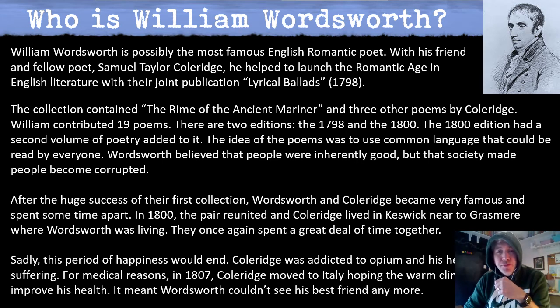The idea of the poems was to use common language that could be read by everyone. Wordsworth believed that people were inherently good, but that society made people become corrupted. After the huge success of their first collection, Wordsworth and Coleridge became very famous and spent some time apart. In 1800, the pair reunited, and Coleridge lived in Keswick near to Grasmere, where Wordsworth was living. They once again spent a great deal of time together. Sadly, this period of happiness would end. Coleridge was addicted to opium, and his health was suffering. For medical reasons, in 1807, Coleridge moved to Italy, hoping the warm climate would improve his health. It meant Wordsworth couldn't see his best friend anymore.